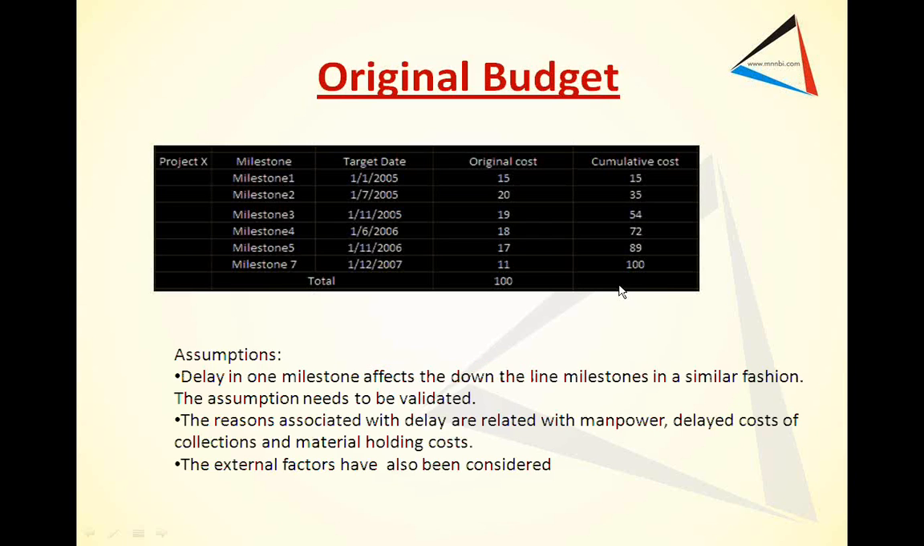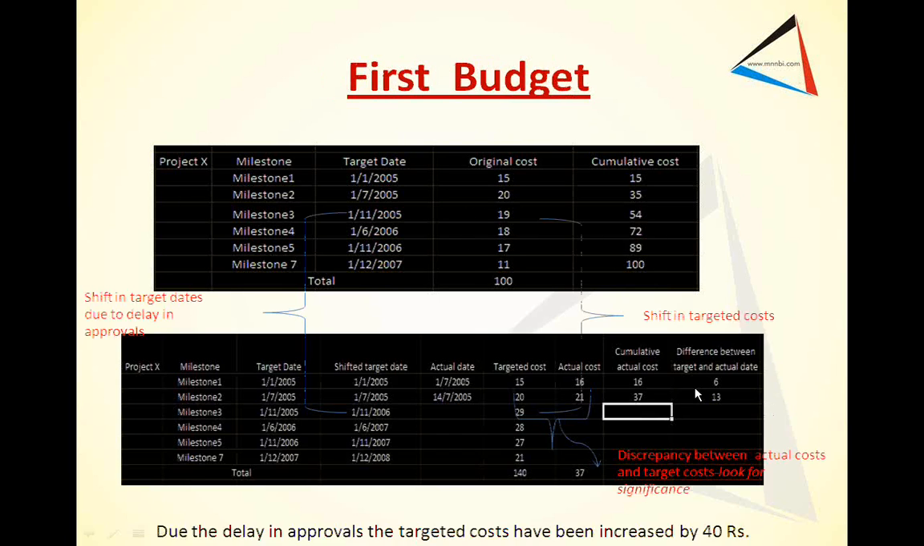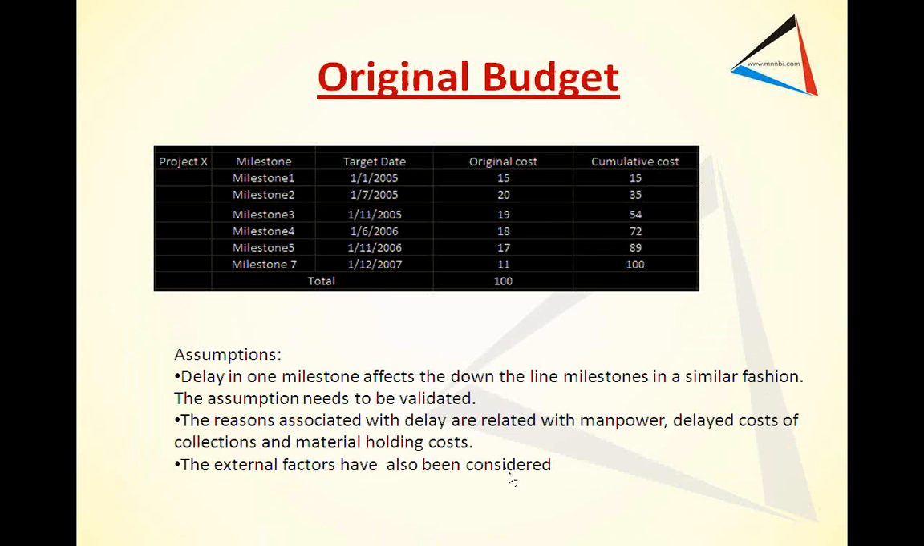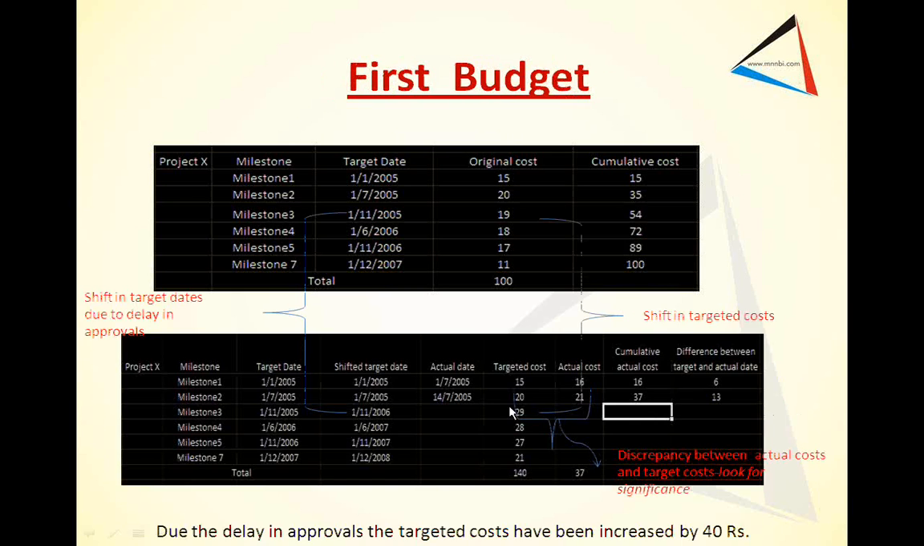Then I look at the case study for a delay. So this is how it will look in a real-time project. So I have a milestone, I have a target date, original cost. Now, the assumption is that the delay in one milestone will affect down-the-line milestones in a similar fashion. So we have assumed a linear relationship right now, but that will not be the case. The second is that the reasons associated with delay are associated with manpower, delayed collections, material holding costs. External factors are also considered.